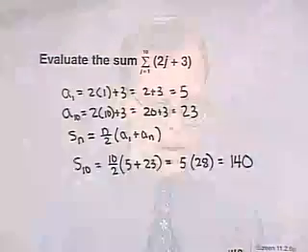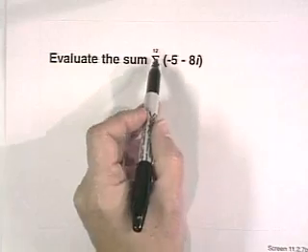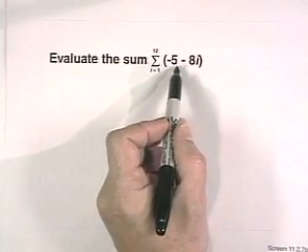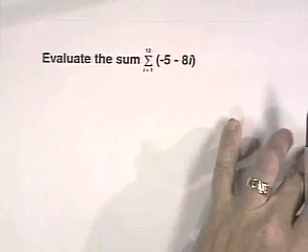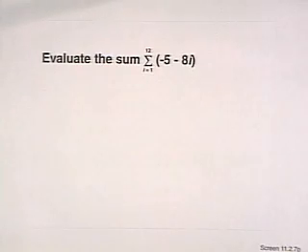Now I'd like you to try one of these evaluate using the summation notation problems. Evaluate the sum from i equals 1 to 12 of negative 5 minus 8i. Turn off the tape to do your work and back on when you're ready to see the solution.